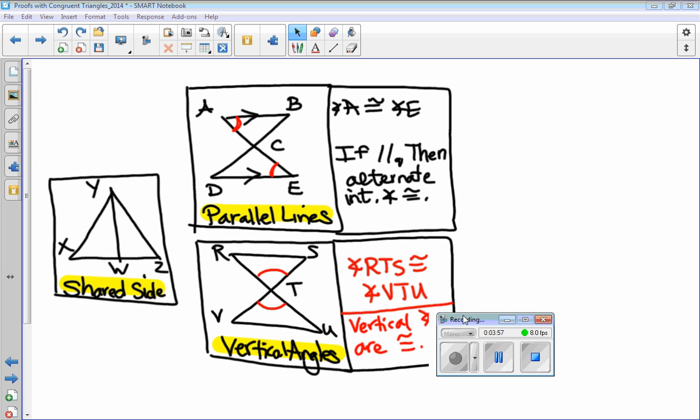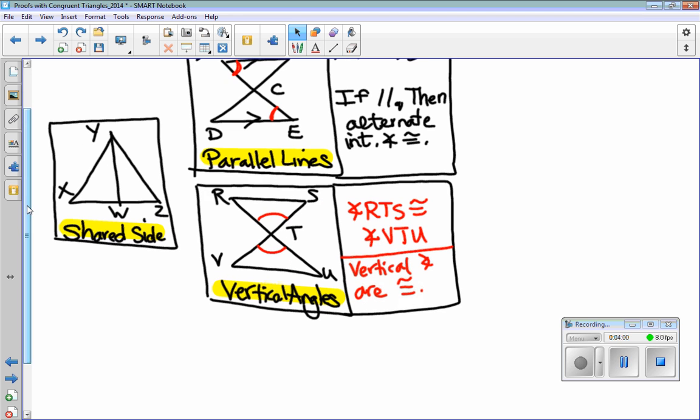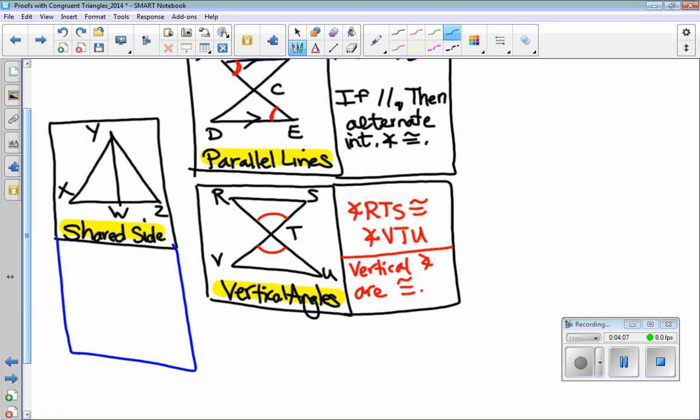Now, on the back of the shared side, this is the shared side. I'm going to draw it down just because I don't have it anywhere else to put it here. But on the back of the shared side card, we're going to add to our picture that the shared side is congruent. So we would say that segment YW is congruent to segment YW. And you guys remember what anything that's congruent to itself, what property or what reason we use for that? It is the reflexive property. Very good.